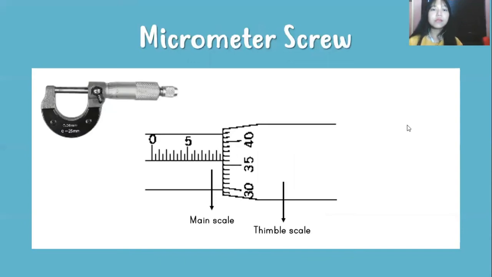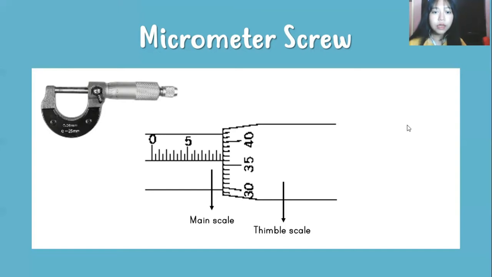And the last one is micrometer screw. It's not different from the vernier caliper, but now we have two types of scale. The first one is main scale and the second one is thimble scale, because how to use it is like a thimble, you need to scroll it.